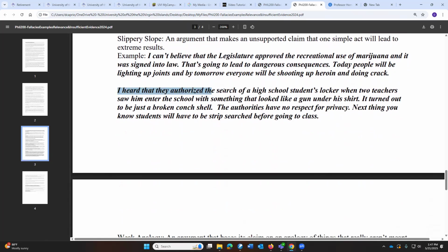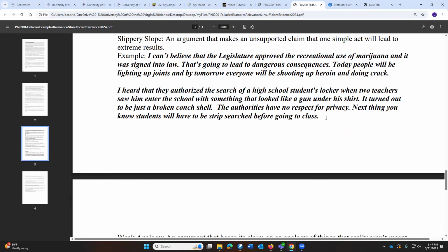I heard that they authorized a search of a high school student's locker when two teachers saw him enter the school with something that looked like a gun under his shirt. It turned out to be just a broken conch shell. The authorities have no respect for privacy. Next thing you know, students will have to be strip searched before going to class. Well, once again, that's jumping to a quick extreme.